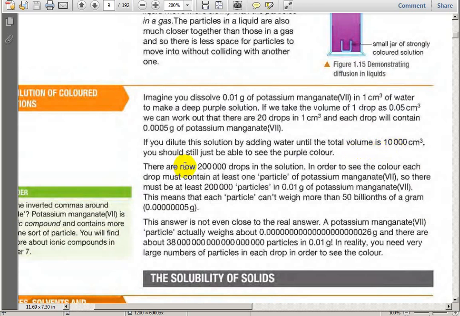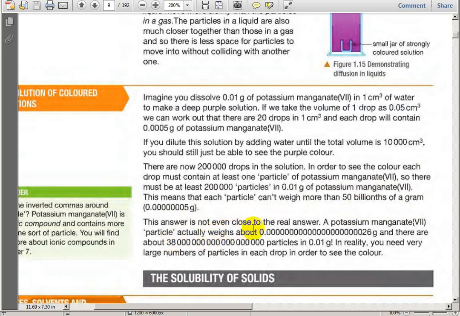1000 cubic centimeters, you should still just be able to see the purple color. There are now 200,000 drops in the solution. If you want to see the color, you need how many drops? 200,000 drops in the solution are needed. In order to see color, each drop must contain at least one particle of potassium permanganate. So there must be at least 200,000 particles in 0.01 gram potassium permanganate. This means each particle can't weigh more than 50 billionth of a gram.